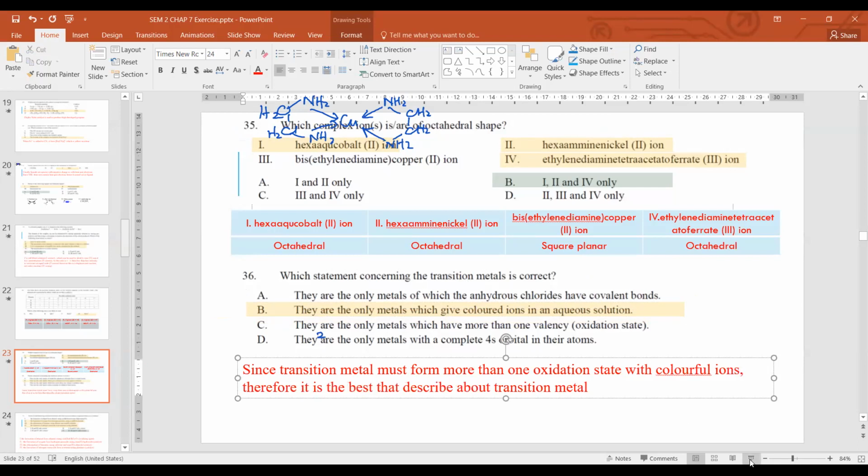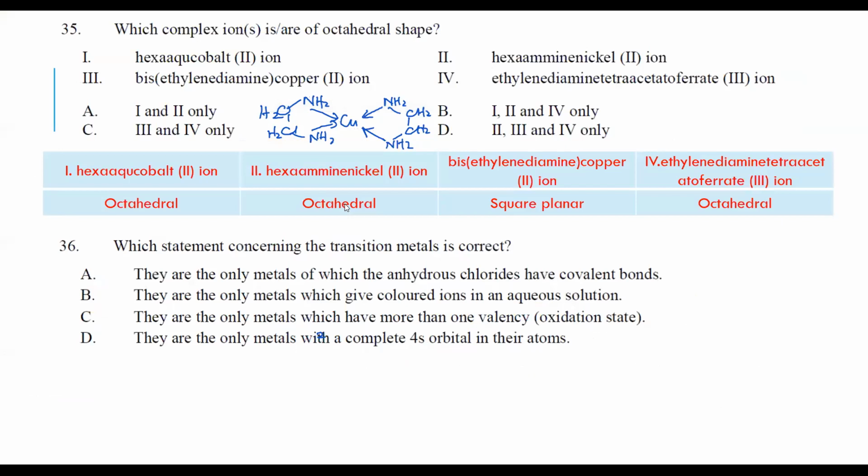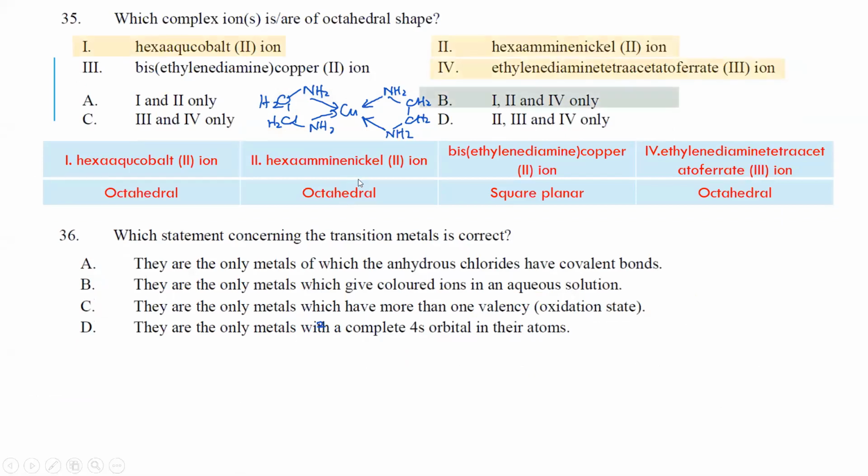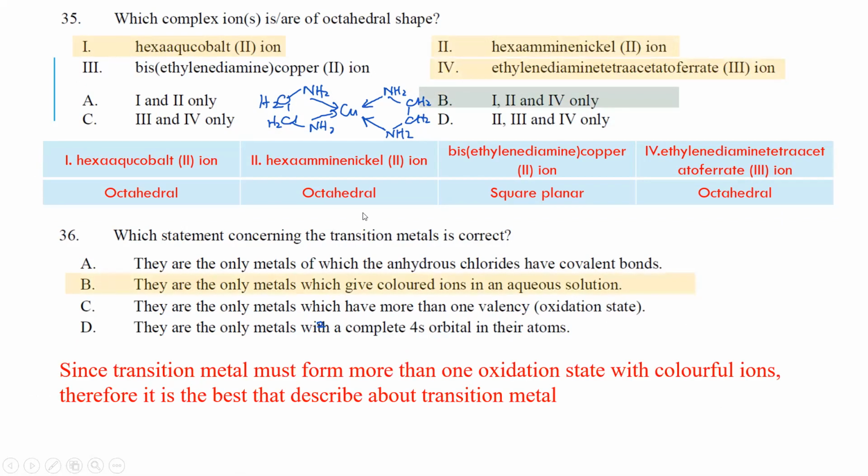So the best answer in here is B. Pardon my mistake. The answer is B. There are only metals which give colorful ions, because only transition metals can give colorful ions. Main group metals cannot. So that is for 36. There we go for 37.